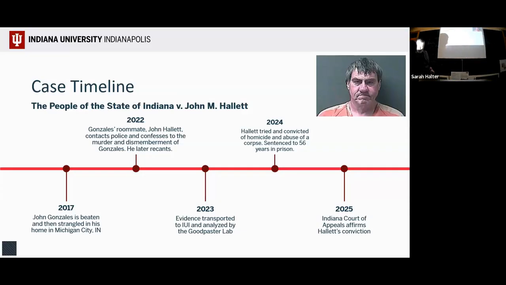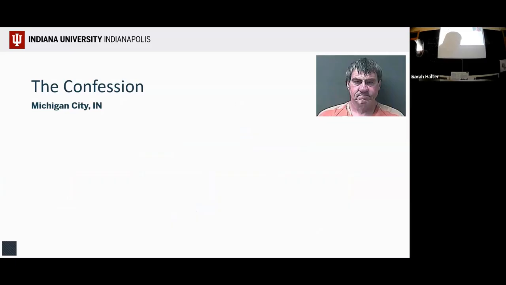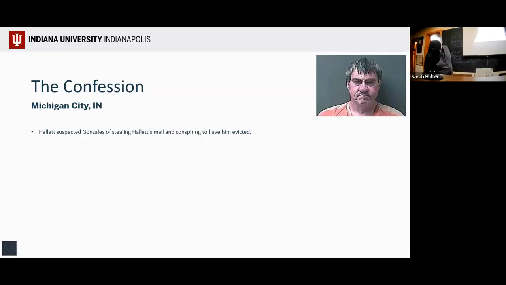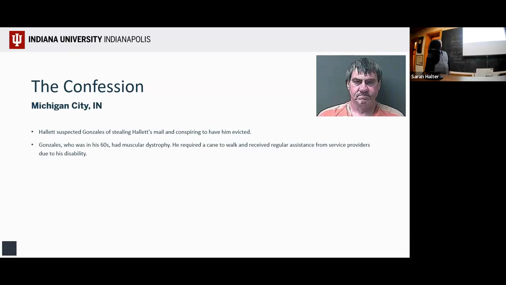All right. So in terms of the confession, we begin with why. It appears it's based on fear or paranoia. He thought that his roommate was stealing his mail and conspiring to get him evicted from the home in which they both live. And then the victim himself was older, was disabled, had muscular dystrophy, so was definitely a vulnerable individual.